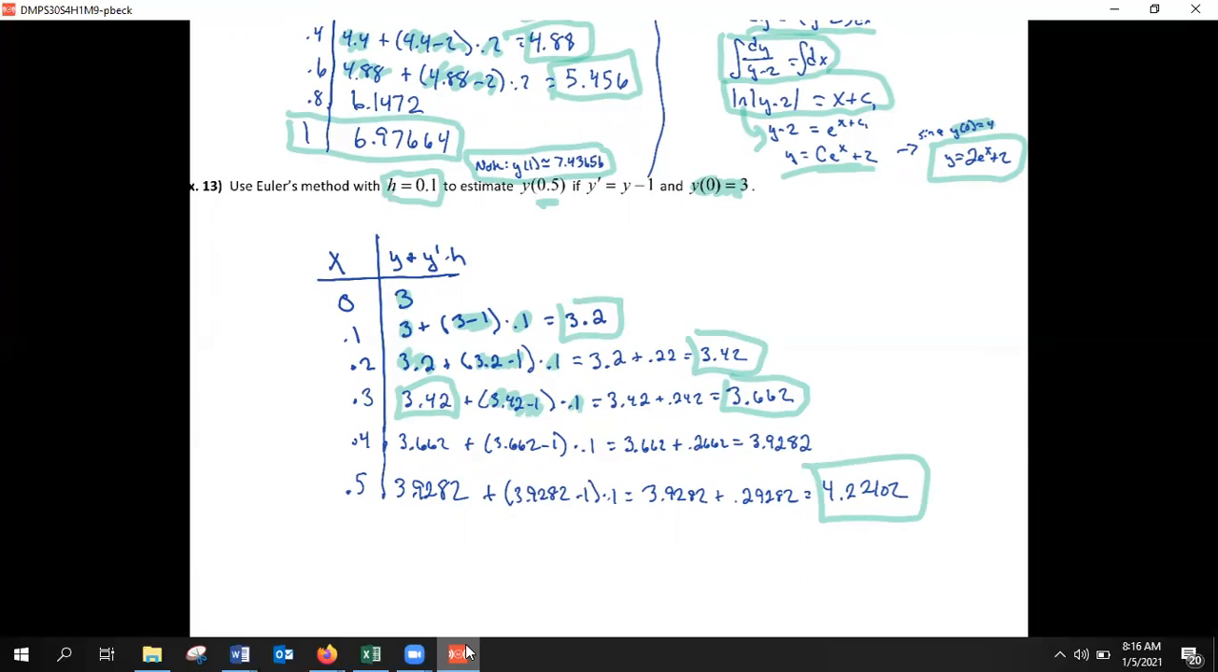I will hopefully find a good visual representation or something to show you a little bit more about Euler's method. I'll be looking for those kind of details.